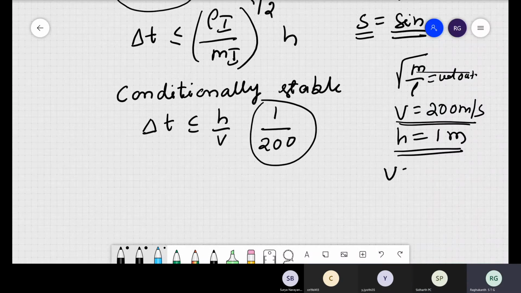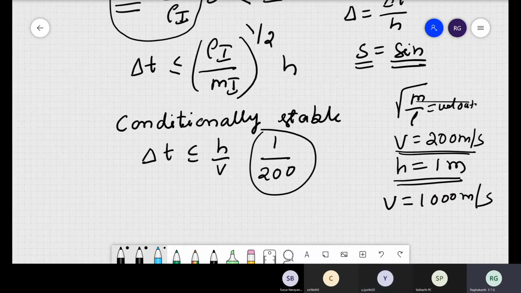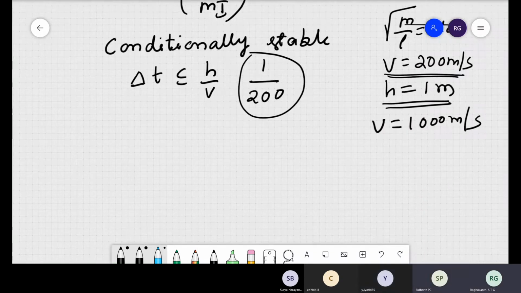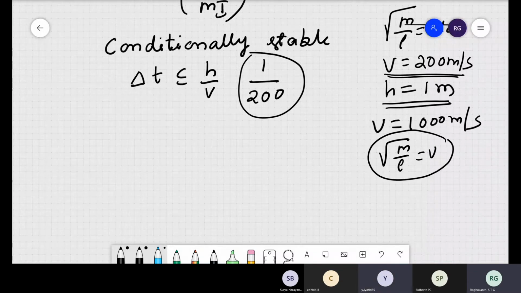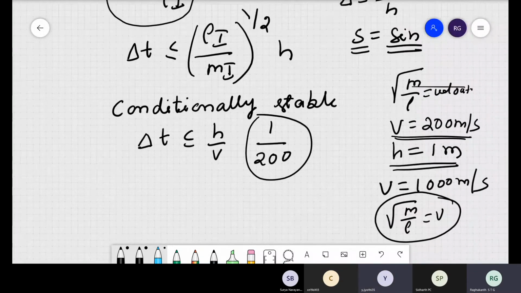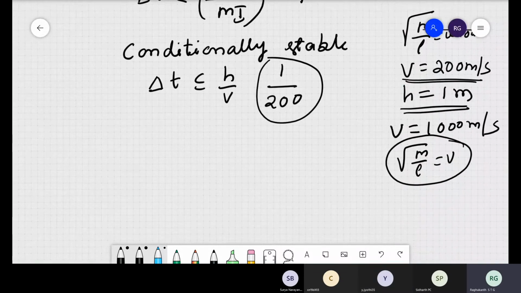Suppose the velocity is very high, say 1000 meters per second. Now what happens? It is 1 by 200 versus 1 by 1000. The square root of m by rho itself is the velocity, so this is still what we call the velocity, of the P wave here. It is just the reciprocal here. So it should be like this.